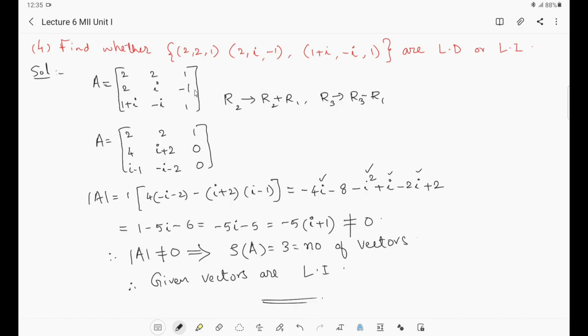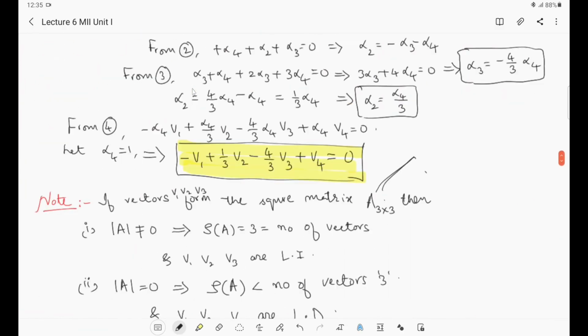This is how we have to solve the problems if the given vectors form a square matrix, right? Okay students, I am going to end today's session here. So let us just quickly revise what we have discussed in today's class.